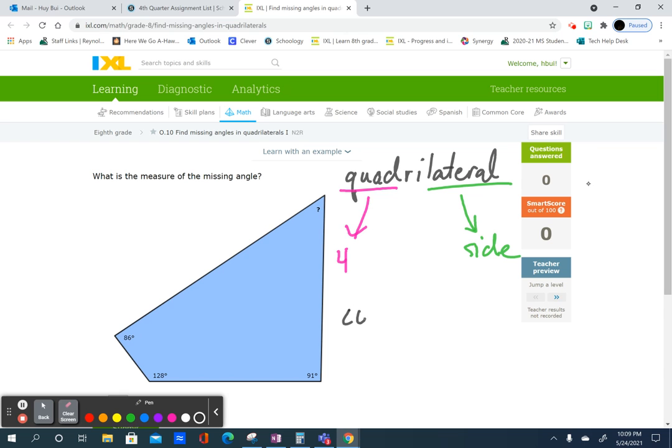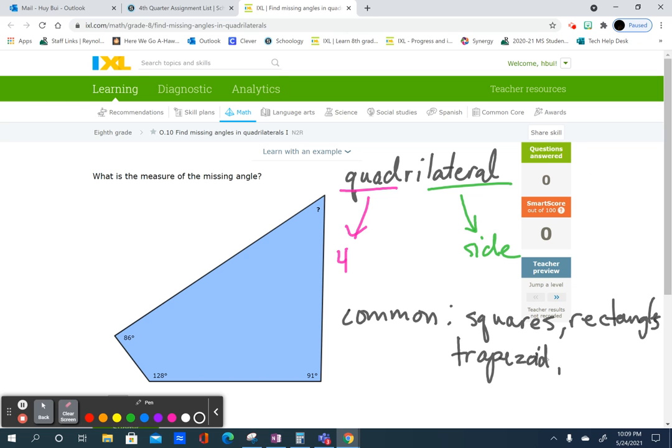Common ones are squares, rectangles. What else we got? We got trapezoids. I'm thinking back to what we learned in sixth grade. Trapezoids, and we got rhombus. And rhombus is not as common as you might think. They're just a kite or diamond shape.